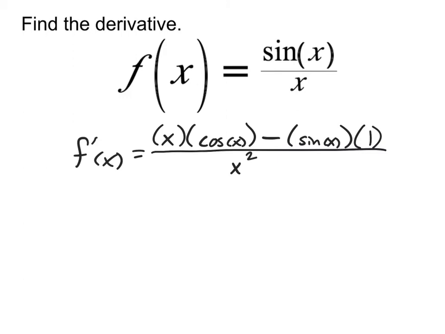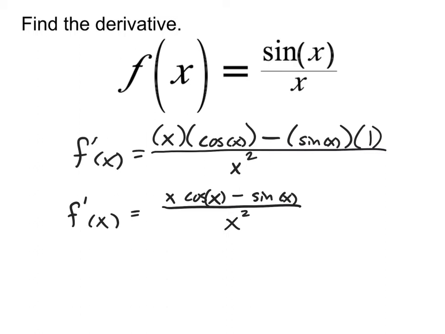Now it's just a matter of cleaning up. So f prime of x is going to equal, well, really we can just do x cosine of x minus sine of x. We can get rid of that 1 up there. And all that's going to be over x squared. And I would say this is actually probably as clean as we can make it. That's a good answer right there.